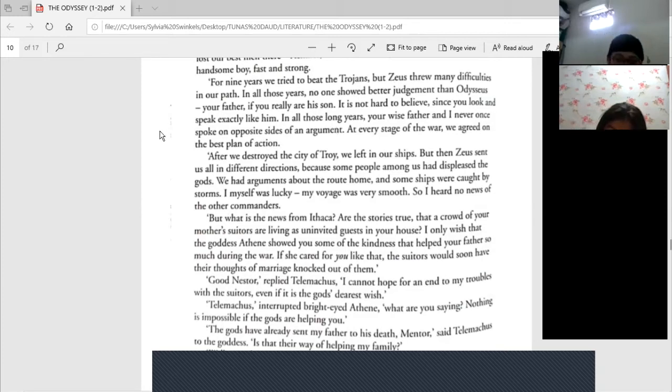In all of those years, no one showed better judgment than Odysseus, your father, if you really are his son. It is not hard to believe, since you look and speak exactly like him, right? We did all of that. After we destroyed the city of Troy, we left on our ships, but then Zeus sent us all in different directions. Because some people among us had displeased the gods. We had arguments about the ride home, and some ships were caught by storms. I myself was lucky. My voyage was very smooth, so I heard no news of the other commanders.